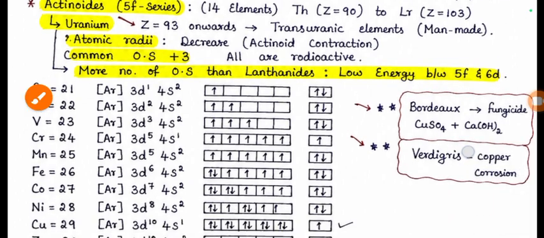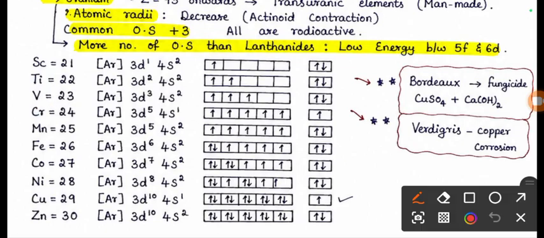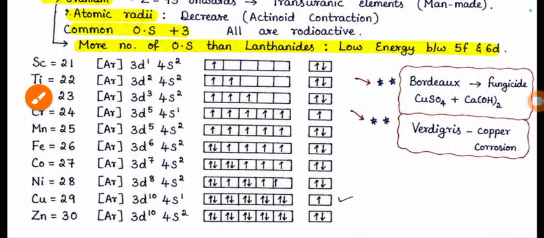So here you can find the electronic configuration of 3d series elements from scandium to zinc, and you can find the number of unpaired electrons first increases. The highest number of unpaired electrons you can find in chromium, that is 6 unpaired electrons, and then the number of unpaired electrons decreases. In zinc you cannot find any unpaired electrons, 0 unpaired electrons here. And remember, Bordeaux mixture is a fungicide, and verdigris is a copper corrosion product. So these are the important points of d and f block elements. I hope it is going to be useful to you. Thank you.